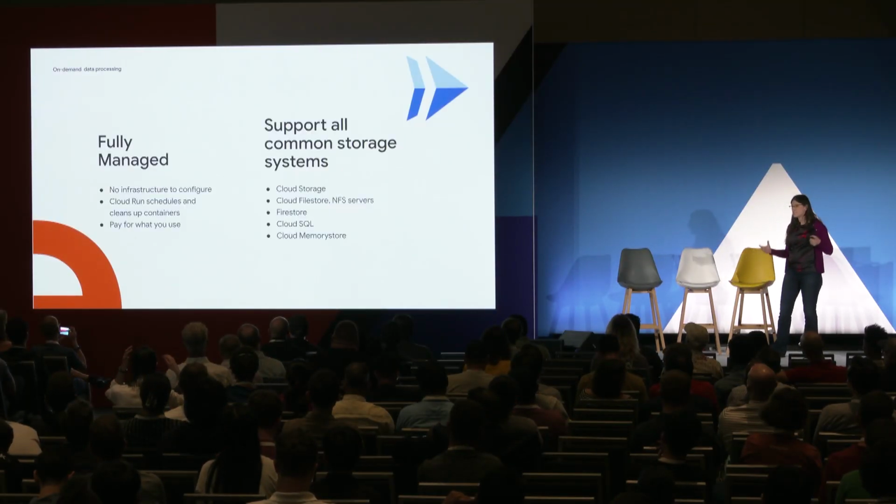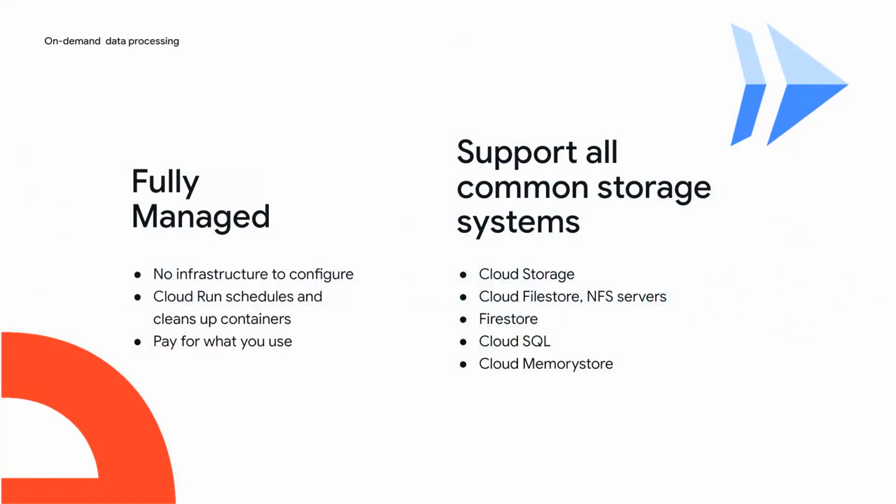Cloud Run jobs, just like Cloud Run, are fully managed. You deploy your container, and Cloud Run takes care of scheduling your instances and stopping all instances when they're done so that you only pay when the job is actually running. And Cloud Run jobs work with all common data storage solutions so that no matter where your data is, as long as it's stored either in a Google Cloud managed storage solution or is accessible from your VPC network, you'll be able to process it and access it using Cloud Run jobs.